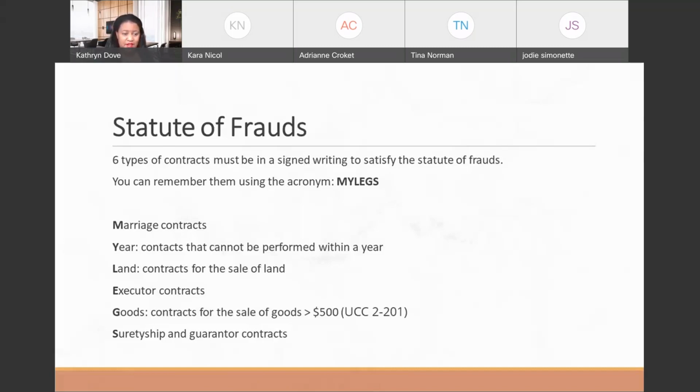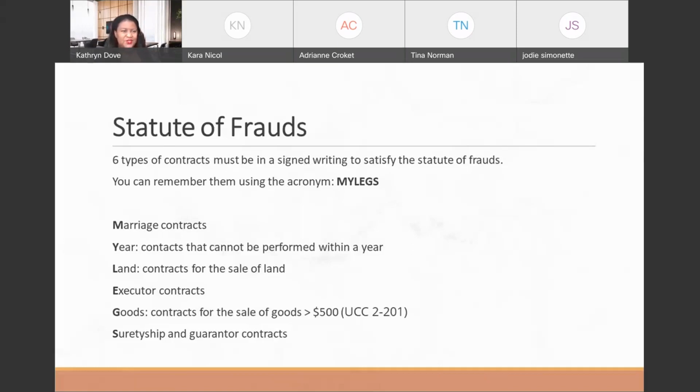Executor contracts. Contracts for the sale of goods greater than $500. That's codified in the Uniform Commercial Code 2-201. And suretyship and guarantor contracts. What is suretyship? Suretyship is when you promise to stand in the shoes of another person for purposes of a debt, liability, or indemnity. So if you buy a car and your mother decides to co-sign it, she is guaranteeing the loan. Yes, Adrian, it's like co-sign. That co-signer has to sign a writing with all the terms of the agreement to satisfy the statute of frauds.